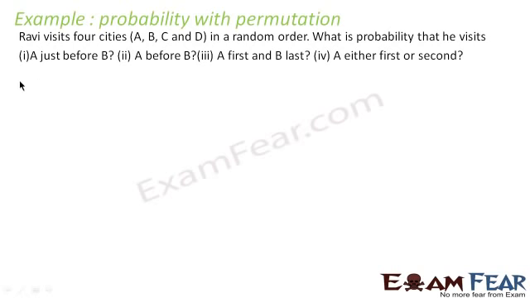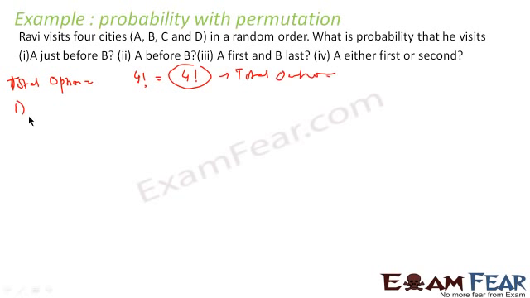So when I say A just before B, let me find total outcomes. A, B, C, D he can visit in any order. That means it is similar to arranging A, B, C, D in a number of orders. There are 4 letters, so we can arrange this in 4 permutation. So this is the total outcome.